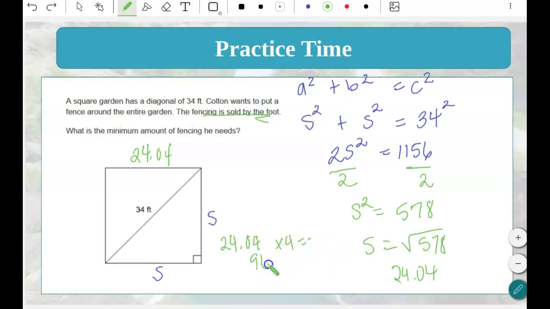I'm going to put it down here. So you have to round it up to 97 because you can't buy part of a foot of fencing. So he will need to buy a minimum of 97 feet of fencing. Again, pause it, rewind, whatever you need to do. You can email me if you have questions about any of these that we're going through.